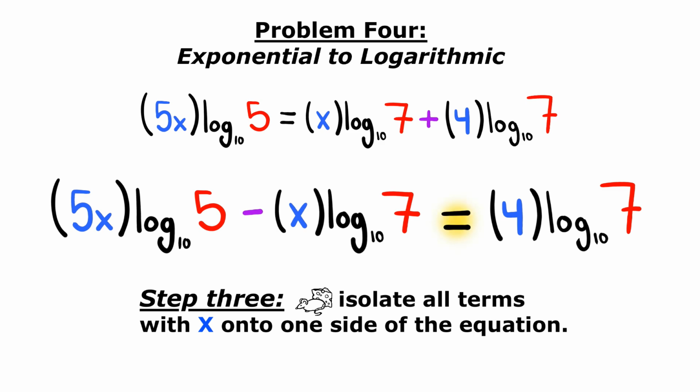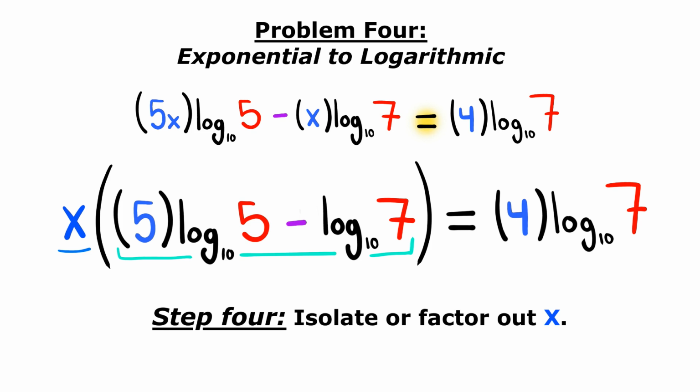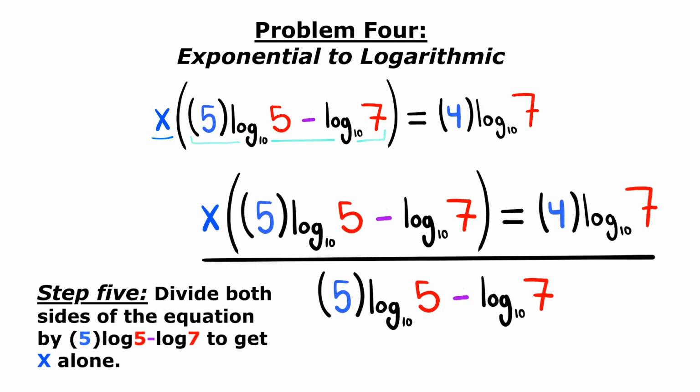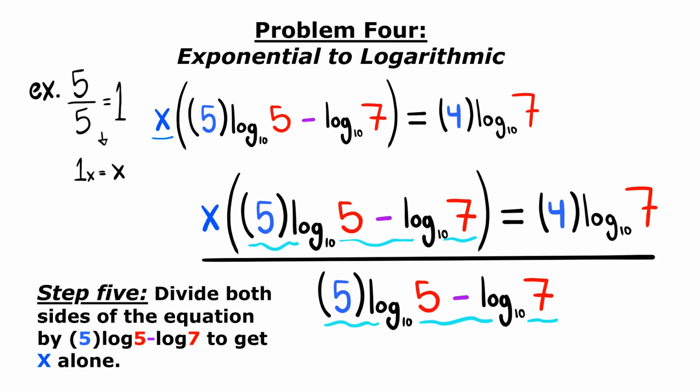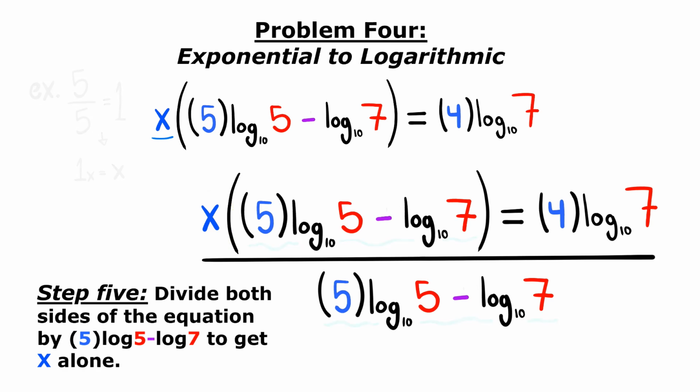Step 3. Isolate all terms with x onto one side of the equation. Then, step 4, isolate or factor out x from both of the logarithms. Step 5, divide both sides of the equation by everything that is in those parentheses to get x alone. By doing so, we cancel everything in those parentheses that's still attached to the x, leaving x alone on its side of the equation, and we have our pretty big answer.